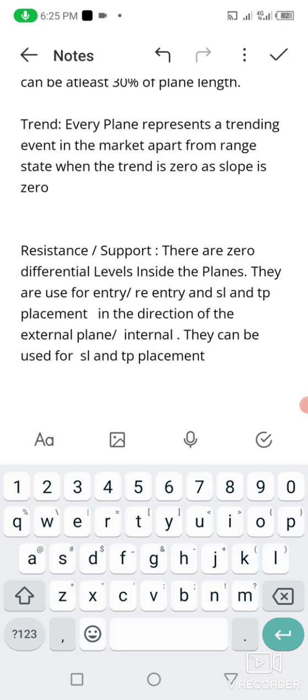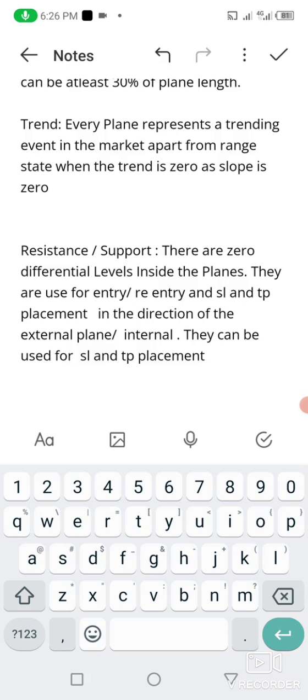Every plane represents a trending event in the market, apart from the range state, when the trend is zero, as the slope is zero. So what is slope? When you know the meaning of slope, you will be able to understand range and trend. A slope is a gradient of a line. A slope is the tangent of an angle a line makes with a horizontal. So if the tangent is zero, then the market is ranging, and if the tangent is not zero, the market is trending.